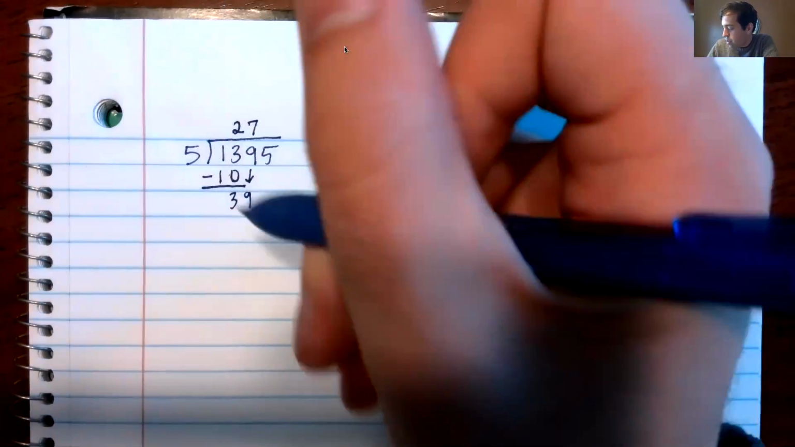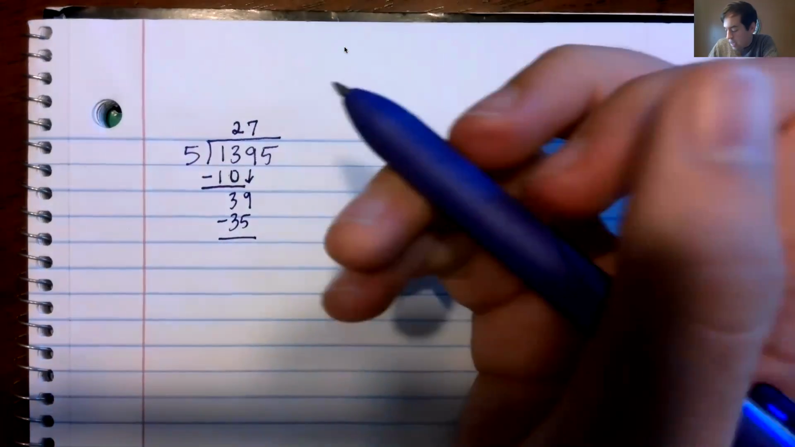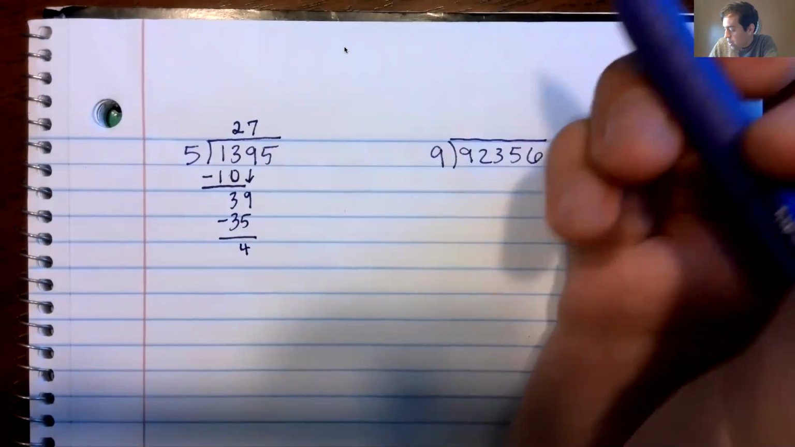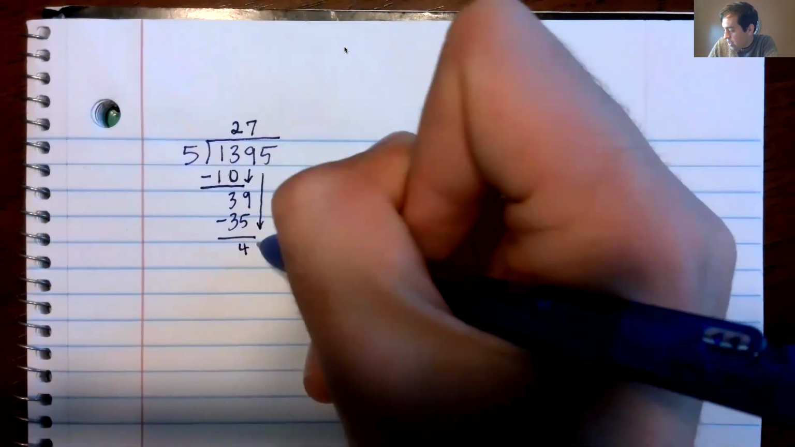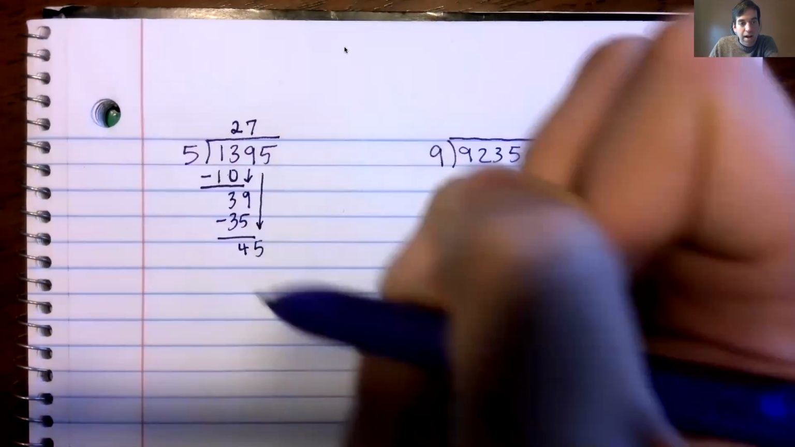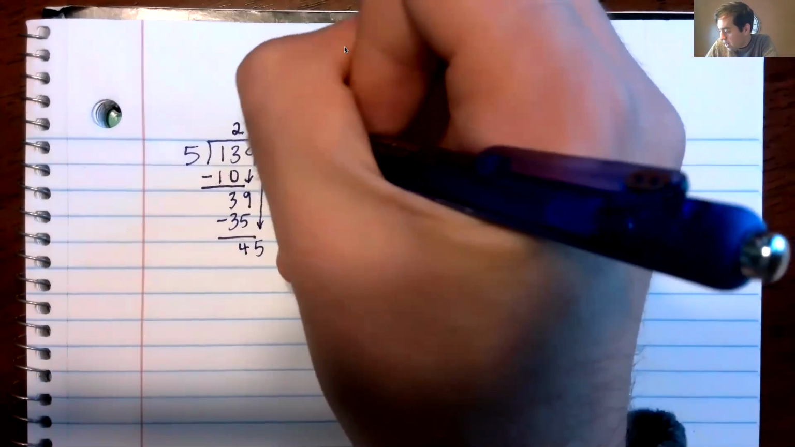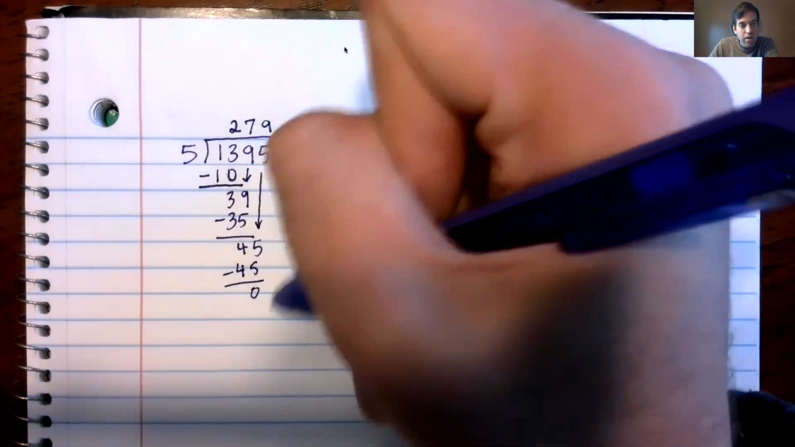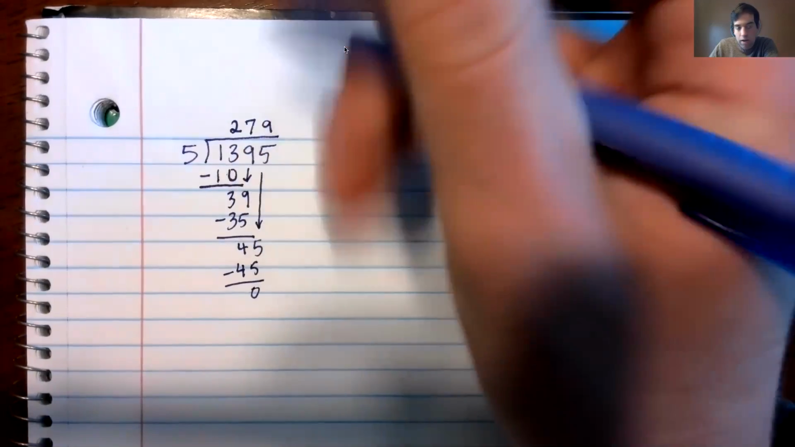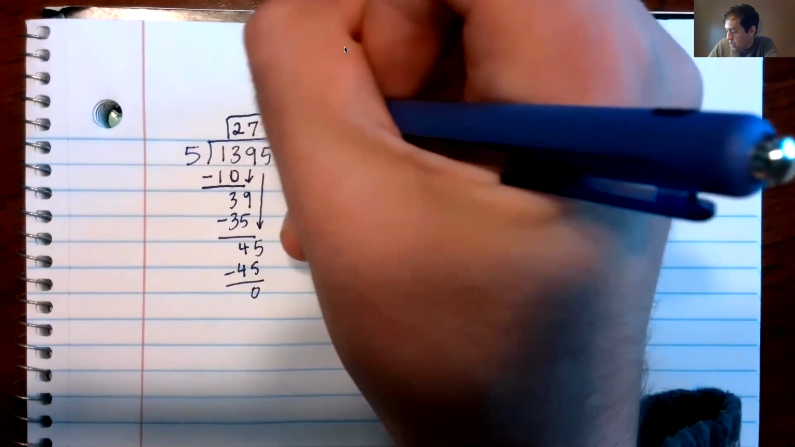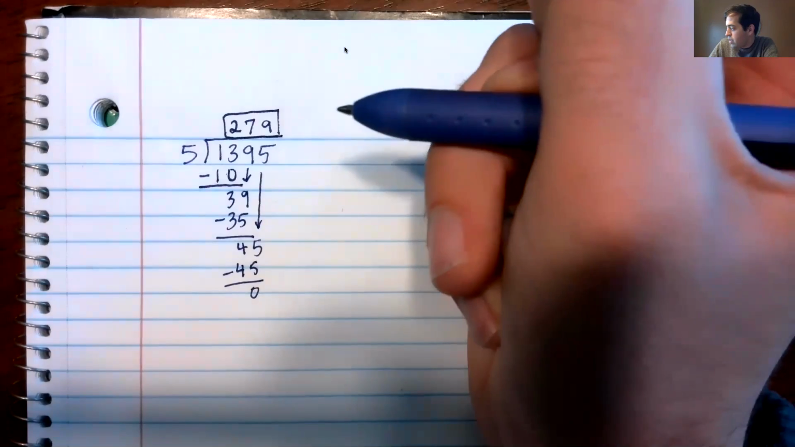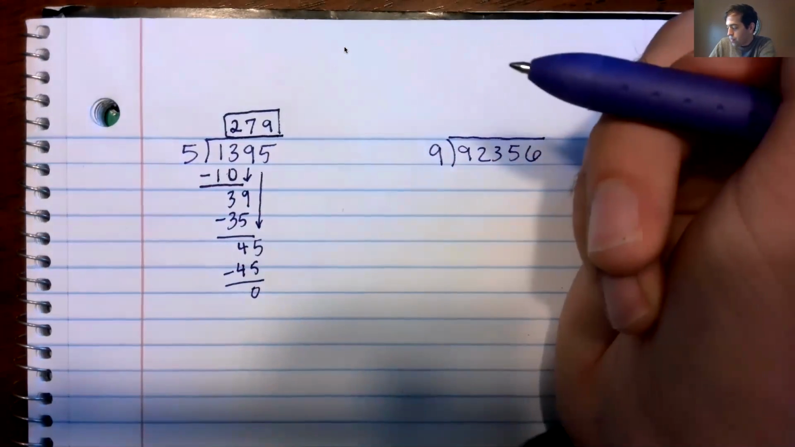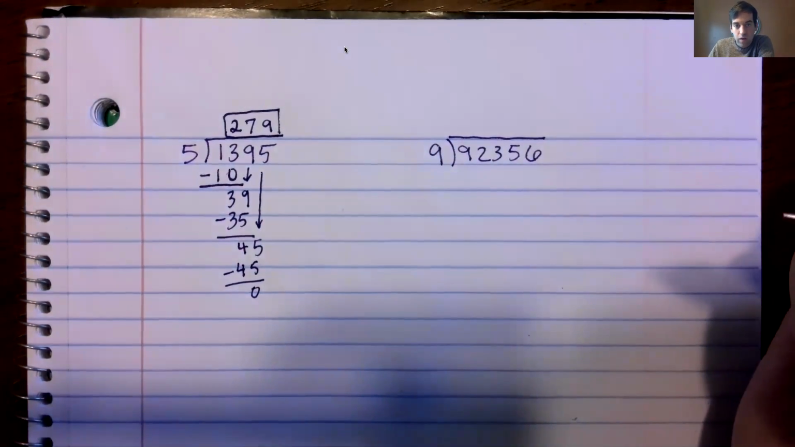7 times 5 is 35. We subtract that, and we get 4. Then we bring down the 5, and then we start over. 5 goes into 45 9 times. 9 times 5 is 45, and we get a remainder of 0. We ran out of digits to bring down, and our remainder was 0. So that means that our answer is 279. We're going to do the same thing over here in this question.